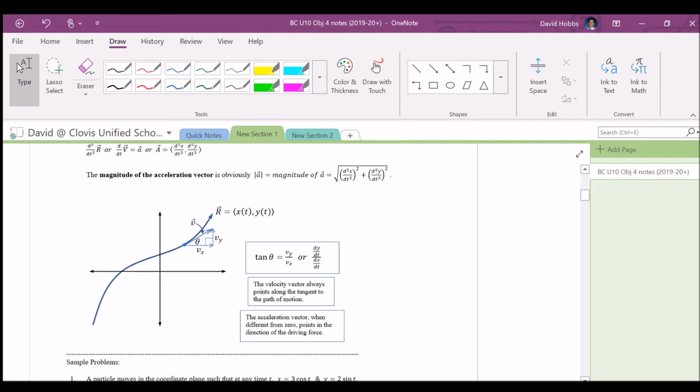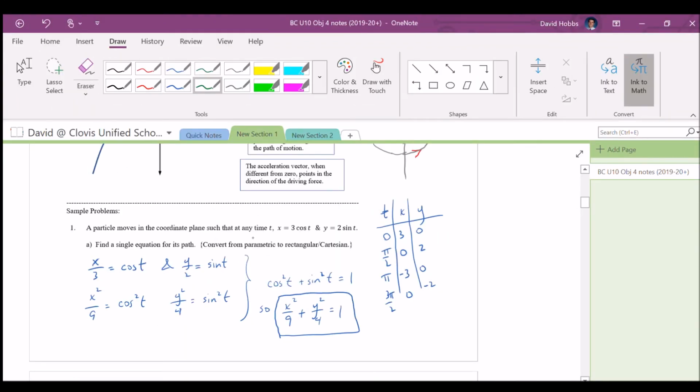Okay, so if we have a curve and you've got your position function, the velocity vector is tangent to the curve. It's the instantaneous tangent to the curve at any point along the way, and it always points along the path of motion.